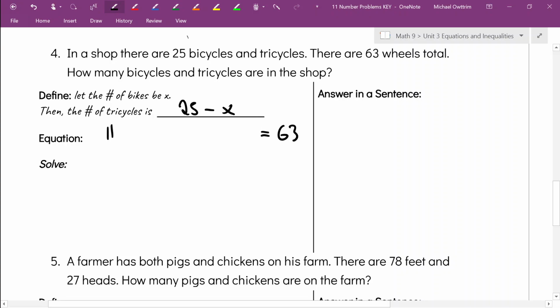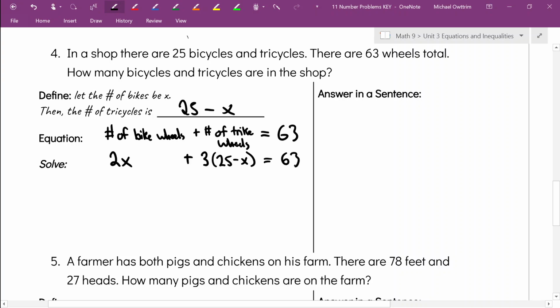And that's made by our number of bike wheels plus our number of trike wheels. So how many wheels does your bike have? Well, it has 2. And so how many wheels do all x bikes have? It'll have 2 times whatever x is. How many wheels does a trike have? It has 3. How many trikes do we have? Well, we said we have 25 minus x for the amount of trikes that we have.